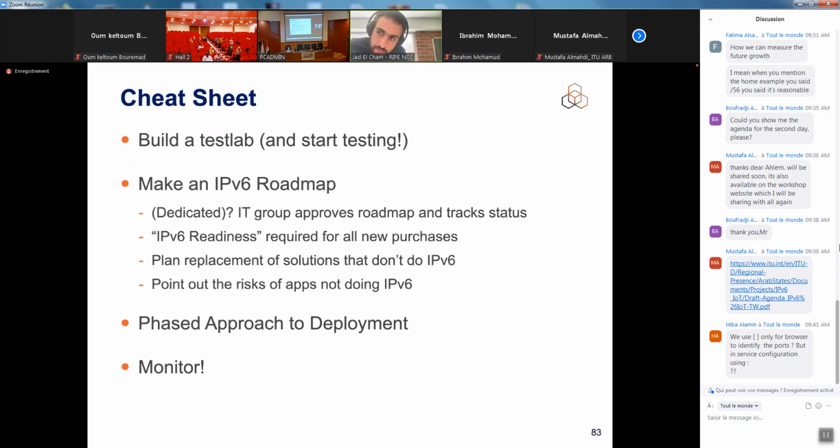When you think you are ready to do the deployments, let me start with the non-critical services. Let me start, for example, by deploying it on my mail servers, my load balancers, and my web servers, instead of starting with the customers, who would then find out there are issues. So do a phased approach to the deployment, and more importantly, monitor everything. Make sure that the network is behaving as you expected and it's not doing anything funny.